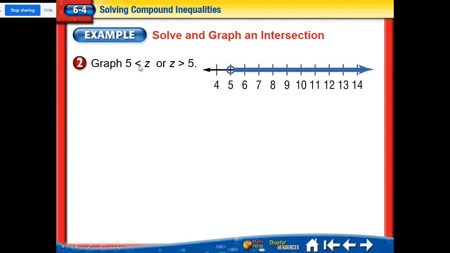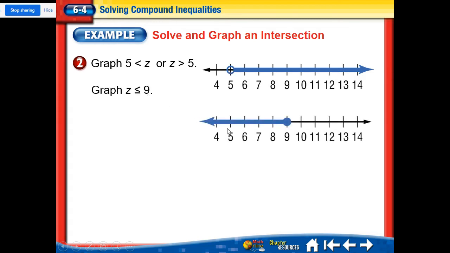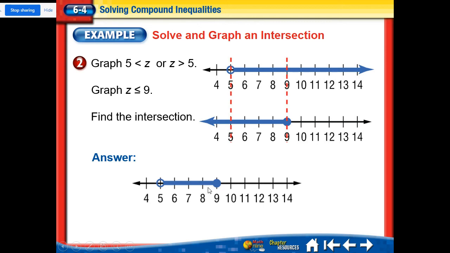So instead of 5 is less than z, we're going to want to write z is greater than 5. Flip that around. So greater than is an open circle going to the right. And the 9 is less than, so it's a dot here going this direction. And then we have our different points here. So we have section 1, section 2, and section 3. Well, where do they overlap? That's in section 2. So the answer is only that section 2 and the endpoints that follow.